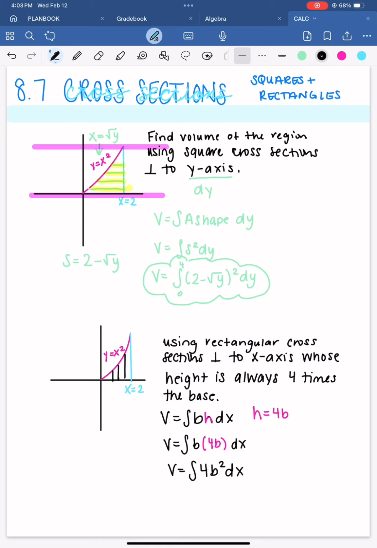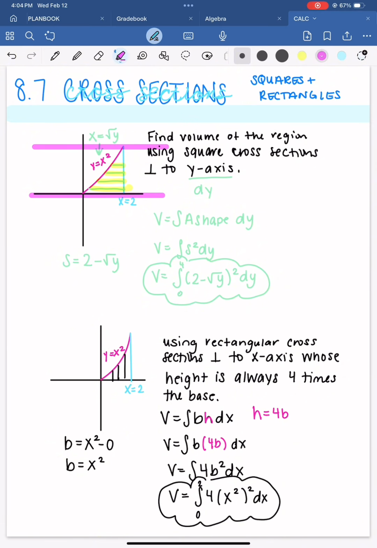So the first thing we need to do is we need to figure out what b is. B is going to be length of those black lines, so it's going to be top minus bottom. B is just going to be x squared. That's really nice because now we're going to have the integral of 4 parentheses x squared squared. Don't forget to square it again. And now we need x values from 0 to 2. And that is how you would do cross sections with squares and rectangles.